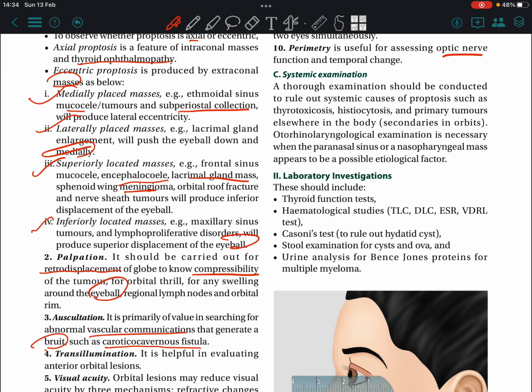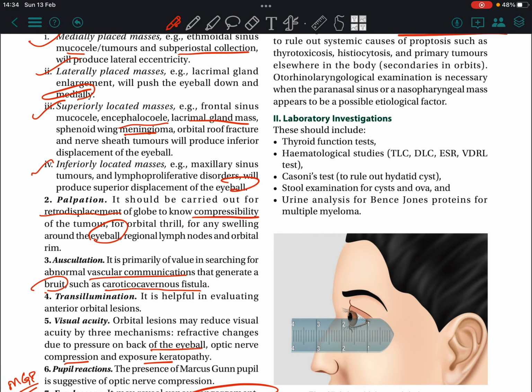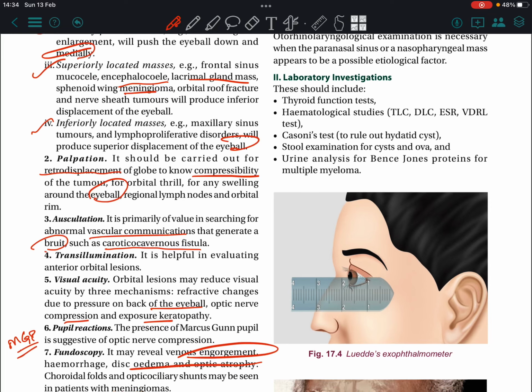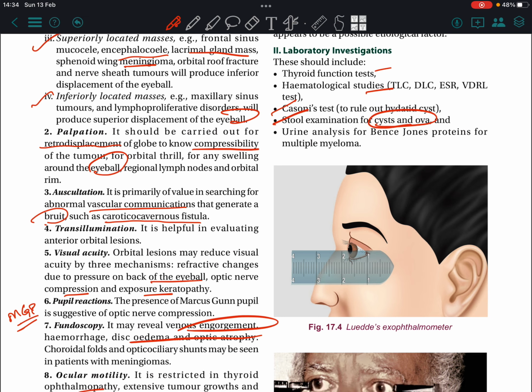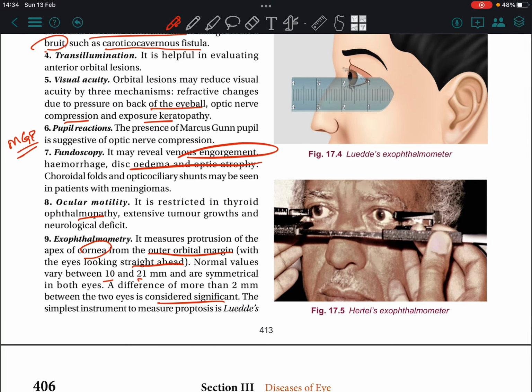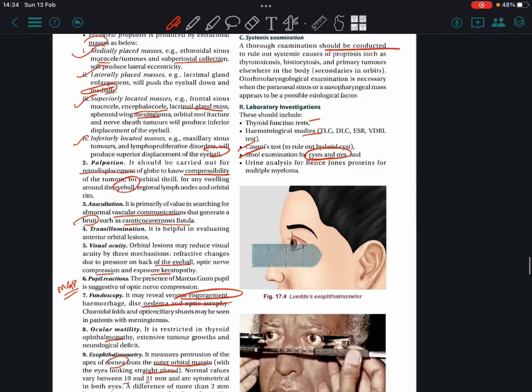Systemic examination: thorough examination should be conducted to rule out systemic cause of proptosis such as thyrotoxicosis, histiocytosis and primary tumors elsewhere in the body. Laboratory investigation: thyroid function test for exophthalmos. Hematology studies: TLC, DLC, ESR, Casoni test, stool examination for cyst and ova, and urine examination for Bence Jones protein. Hertel's exophthalmometry. Imaging techniques.